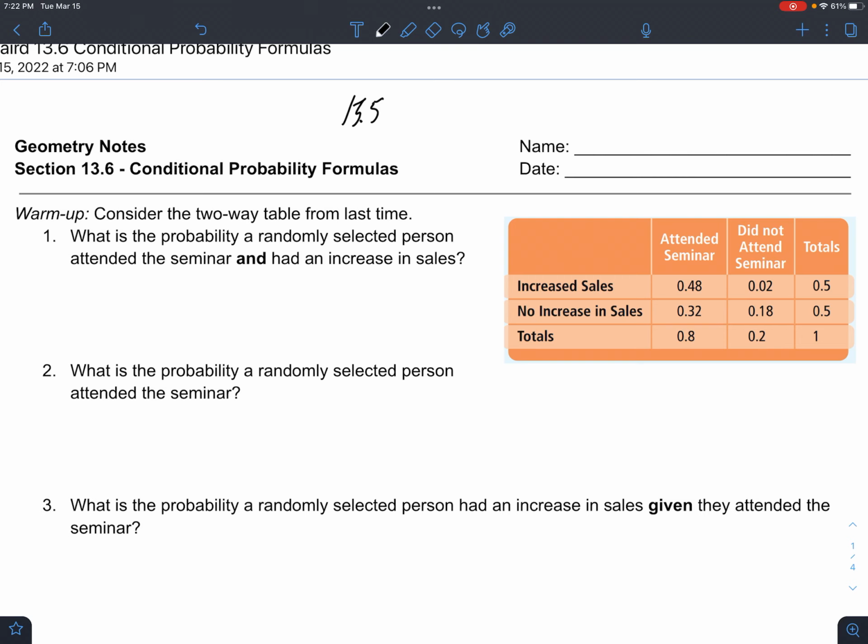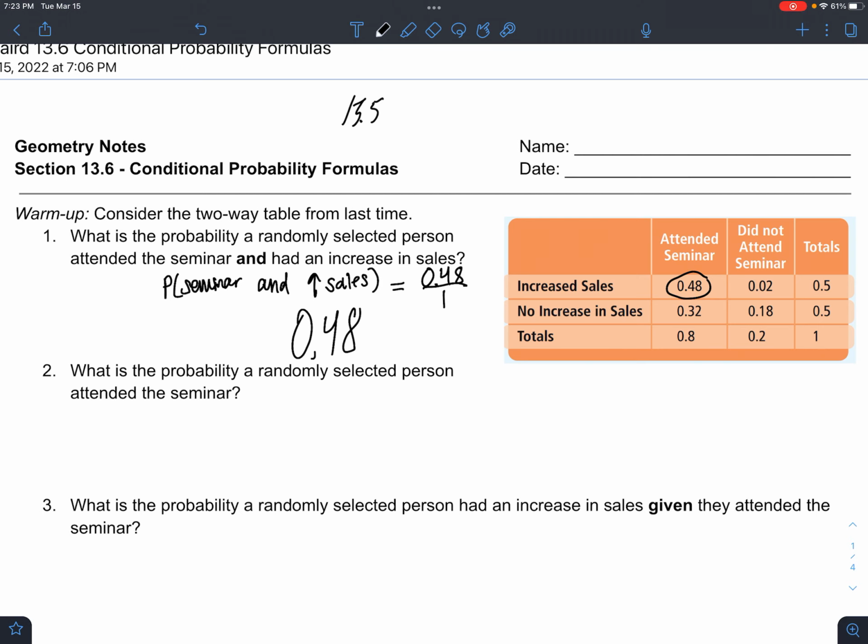So let's read the first question. What is the probability a randomly selected person attended the seminar and had an increase in sales? So when we're looking at strictly and, we're going to be looking at the intersection between seminar and increased sales, which is this number. And we always divide it by the entire total unless we're given more info. But we were just asked about an and, so we just give the intersection divided by the whole. So the answer to this was 0.48.